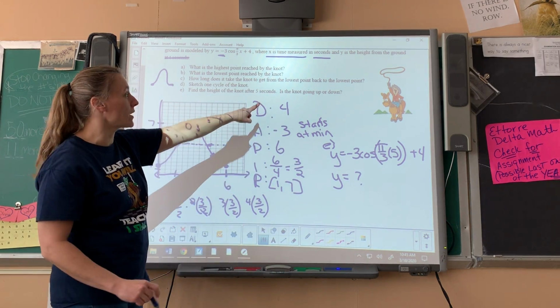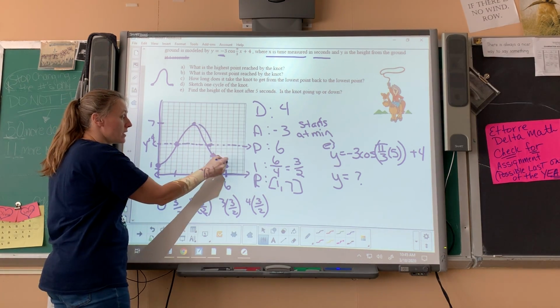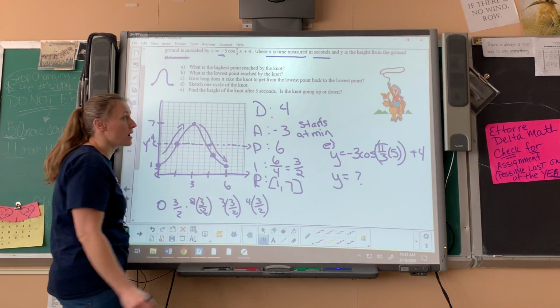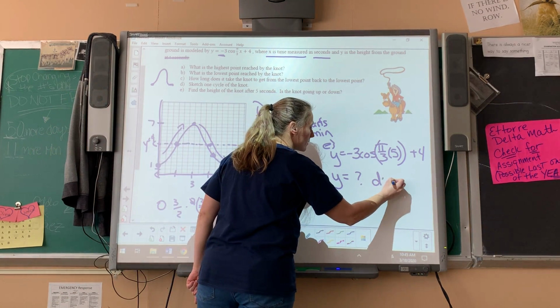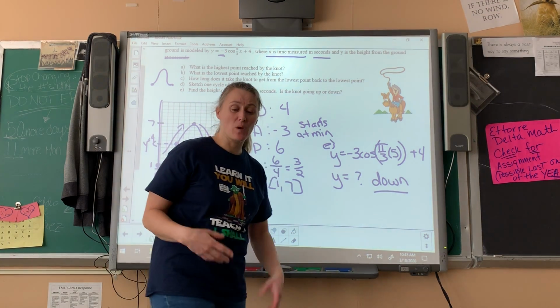But is the knot going up or down? So here, it's over here somewhere. Any graph over here, the knot's going down. Any side over here, the knot is going up. So here, the knot is going down. Okay? Hopefully this helps. It was just cosine.